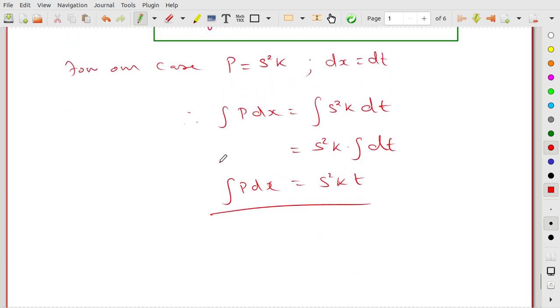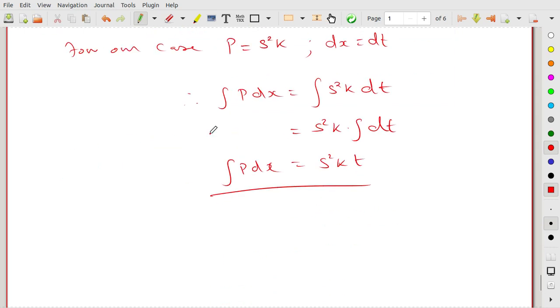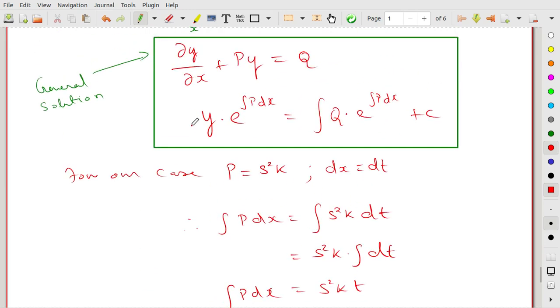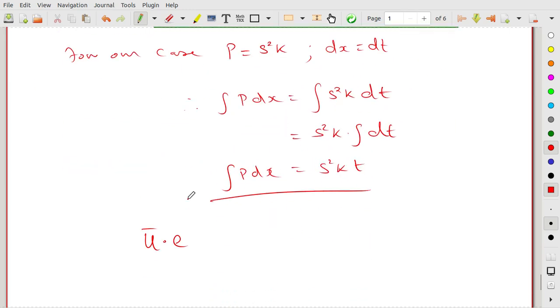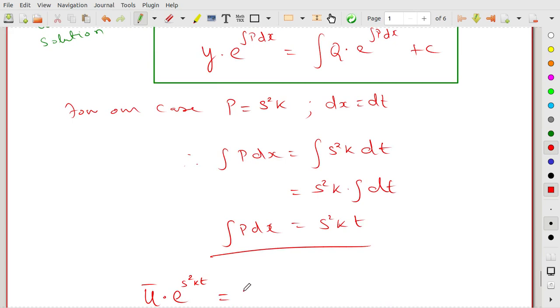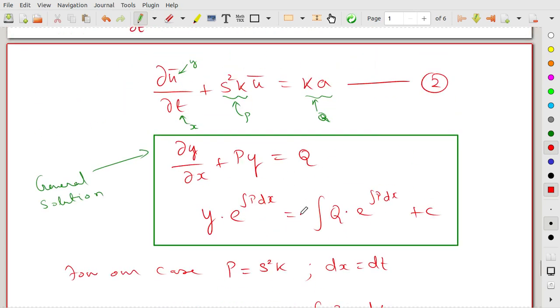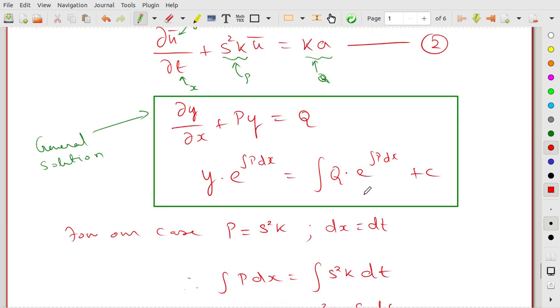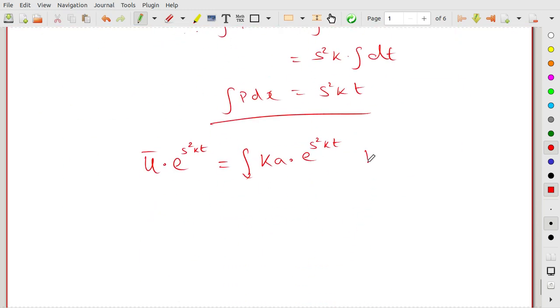Therefore we can write our equation as, instead of y we put u bar. Therefore u bar into e power integral p dx, instead of integral p dx we have s square kt, equals integral q, and instead of q we have ka, into e power s square kt, plus c.